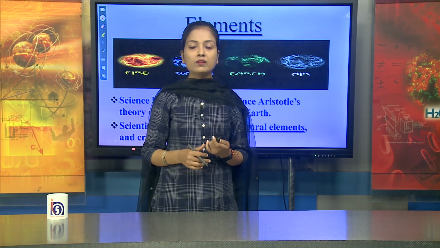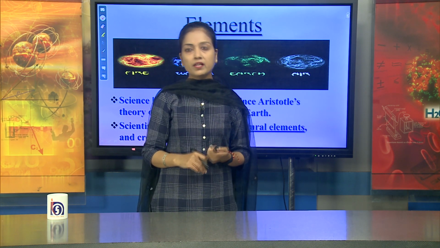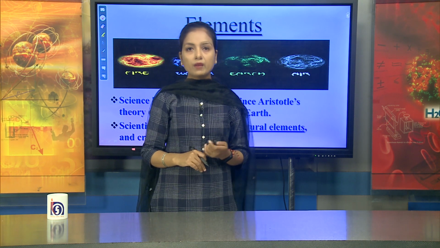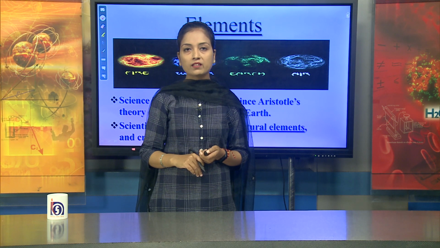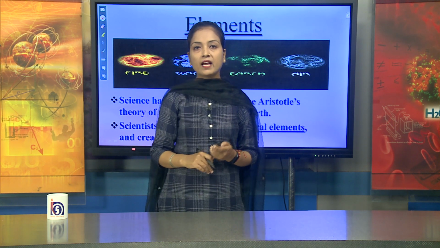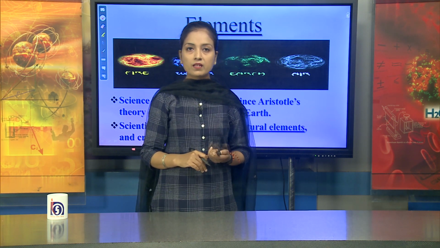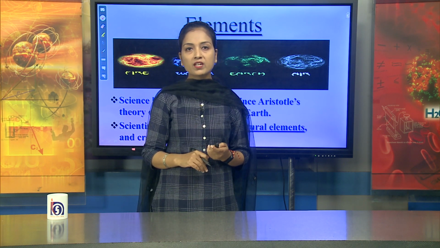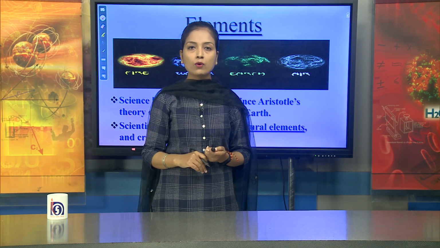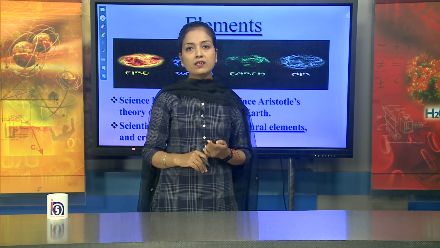Of the 94 naturally occurring elements, 83 are considered primordial and either stable or weakly radioactive. The remaining 11 naturally occurring elements possess half-lives too short for them to have been present at the beginning of the solar system and are therefore considered transient elements.